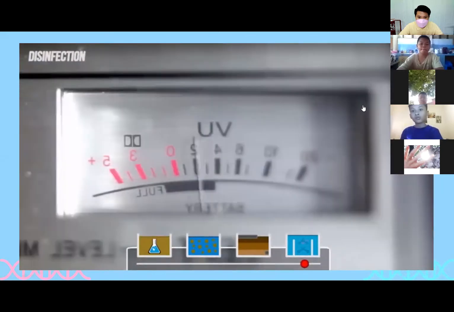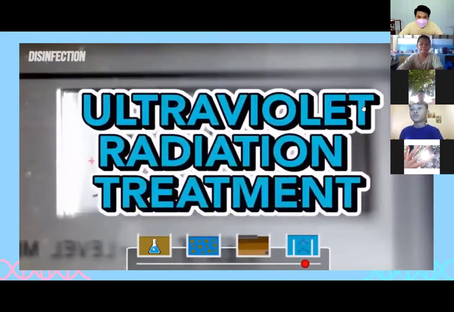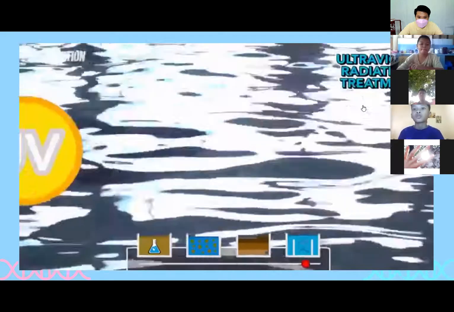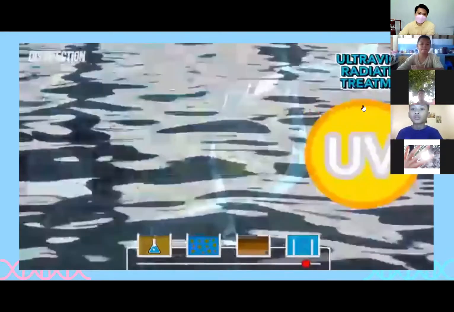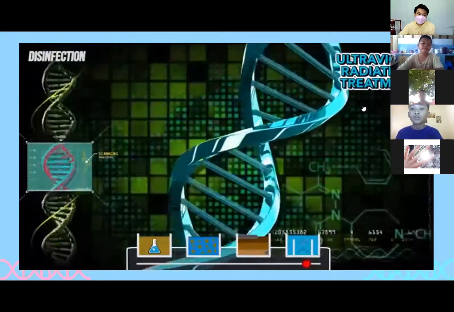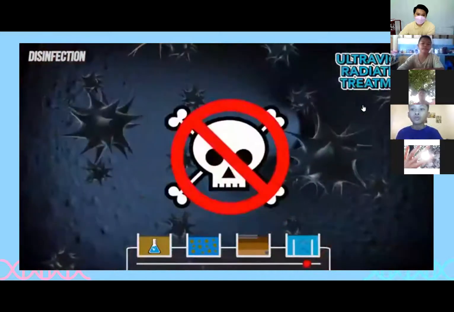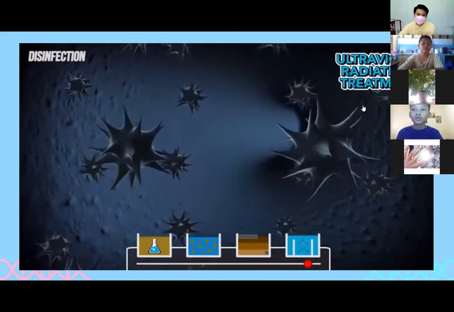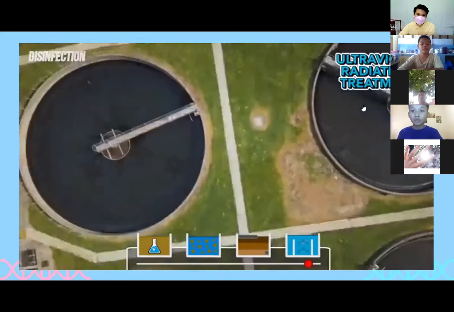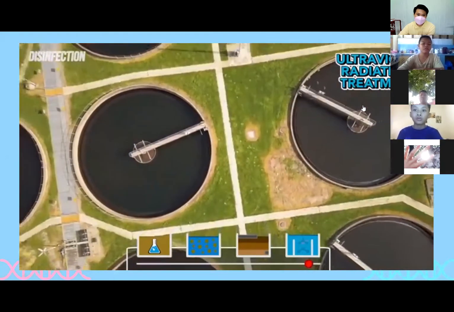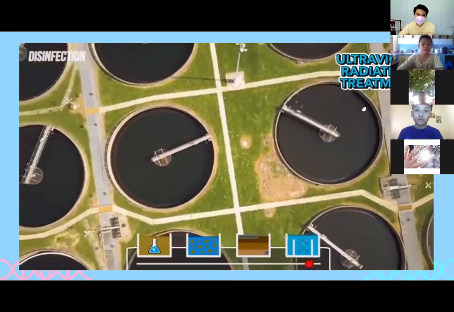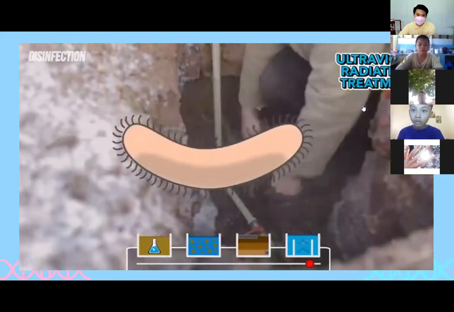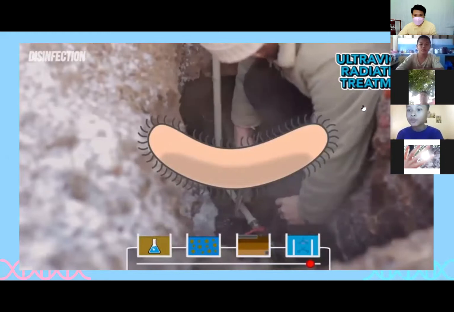The other most common method of treatment is ultraviolet radiation. In this process, UV light is shined through the water, which scrambles any bacteria's DNA. This doesn't kill the bacteria, but it makes it impossible for them to reproduce, thus making them harmless. The main downside to this disinfection process is that it isn't residual like the chlorine, meaning that any bacteria introduced to the water after this process can't be treated.